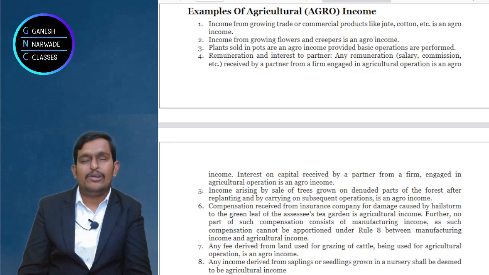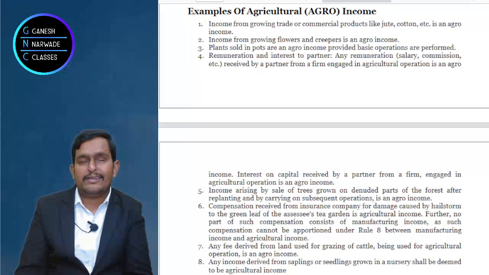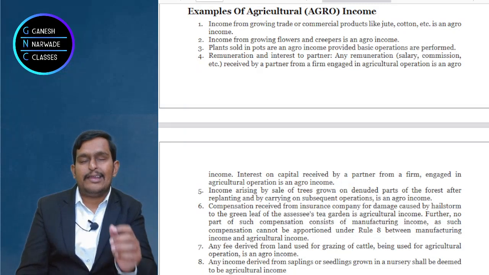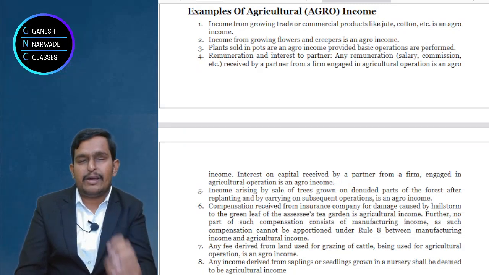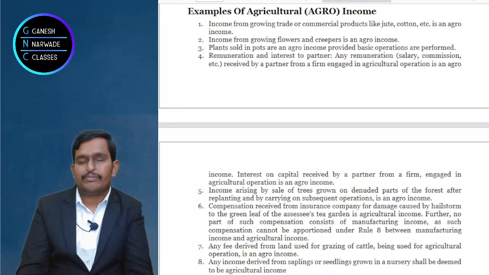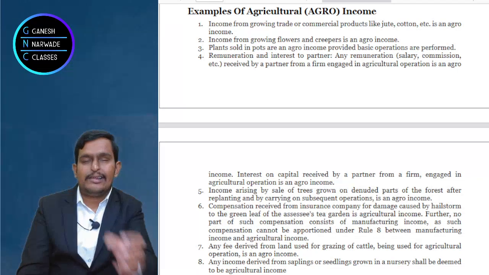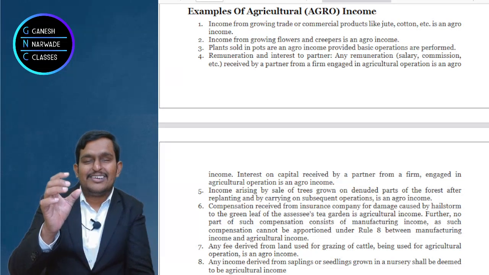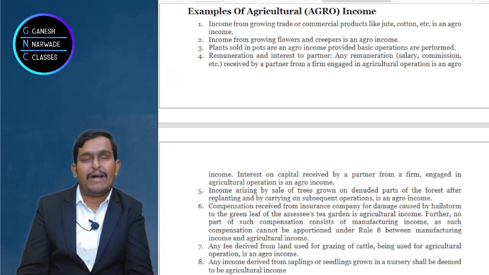So what are the instances or examples which we discussed? We discussed around 8 examples. Are you selling tradable or commercial crops like jute, cotton? Are you selling flowers or creepers? Are you selling plants in pots? Are you getting some remuneration or commission from the partnership firm? Then all these are agricultural income examples.